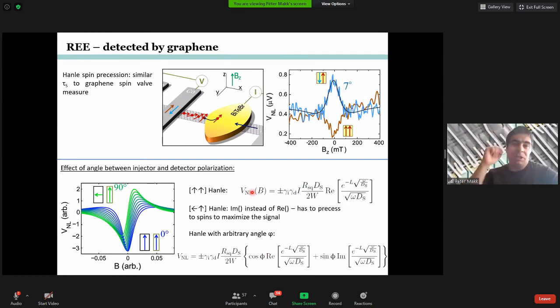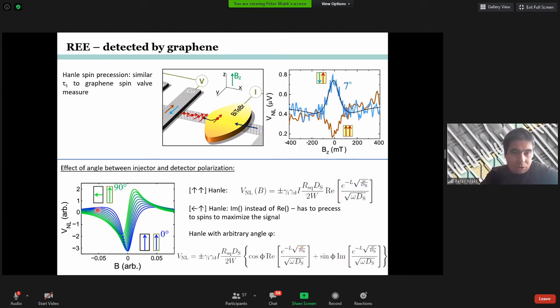So one other thing we can do is that we can try to make a Hanle precession measurement. So now, again, we pass the current from, let's say, this flake in this direction, and we apply an out-of-plane magnetic field and record the voltage here. And what you see here is a voltage shown here, where there's, I think, a Hanle-like looking curve which changes sign when you change the sign of the detector electrode.